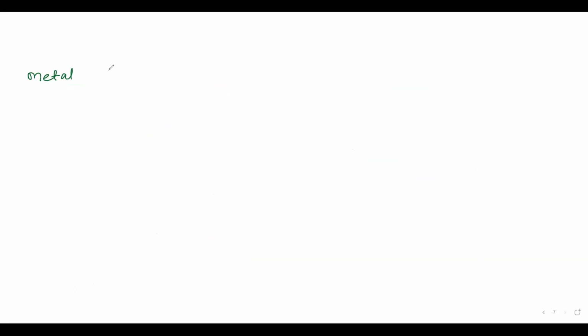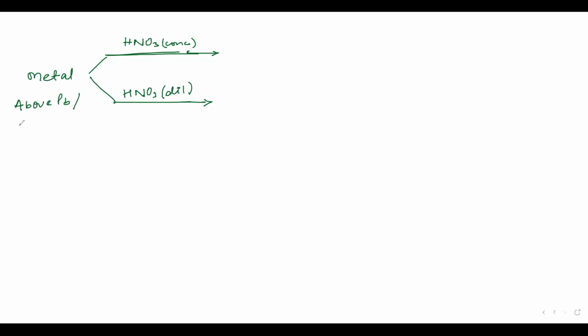Very good. Now, if you have any metal and you are reacting it, you can react it either with concentrated HNO3 or with dilute HNO3. Now, if this metal is above Pb, that means before Pb, then if it is concentrated, you will form metal nitrate.